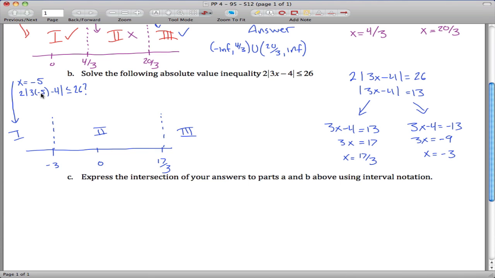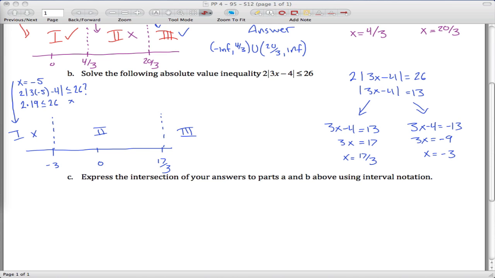Well, let's see. 3 times negative 5 is negative 15. Minus 4 is negative 19. So this is 2 times the absolute value of negative 19, which is positive 19. And we want to know, is that less than or equal to 26? 2 times 19 is 38. That's not less than 26. So that's not true. That's not true, so the things in 1 are not solutions.